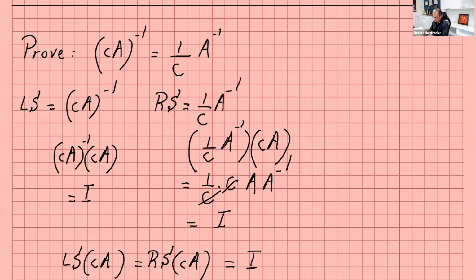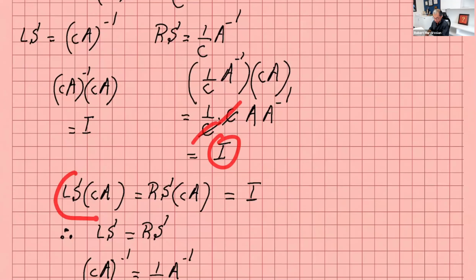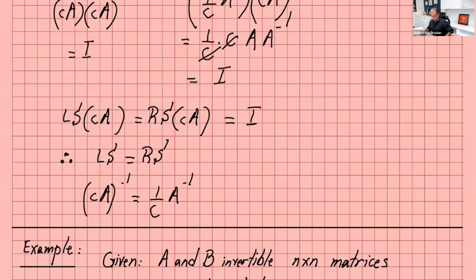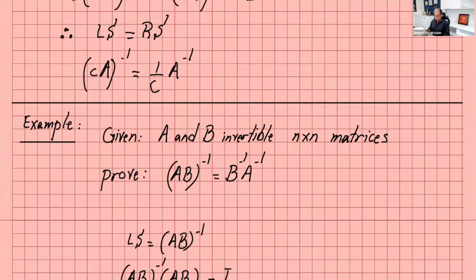Now let's see what happens if we multiply the right side by CA. We can write this as 1 over C times C, and A times A inverse, where A times A inverse is I and 1 over C times C is 1, so you get I. So when you multiply the left side by CA and the right side by CA, you get I. That means the left side equals the right side. As we said, the inverse of a matrix is unique, so they have to be equal to each other.